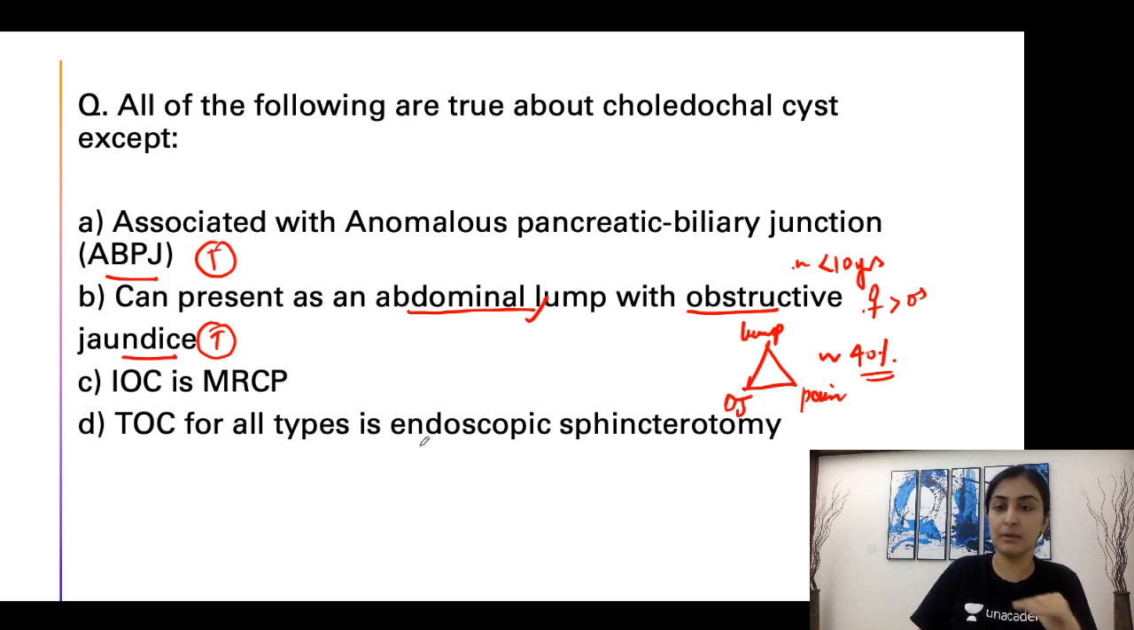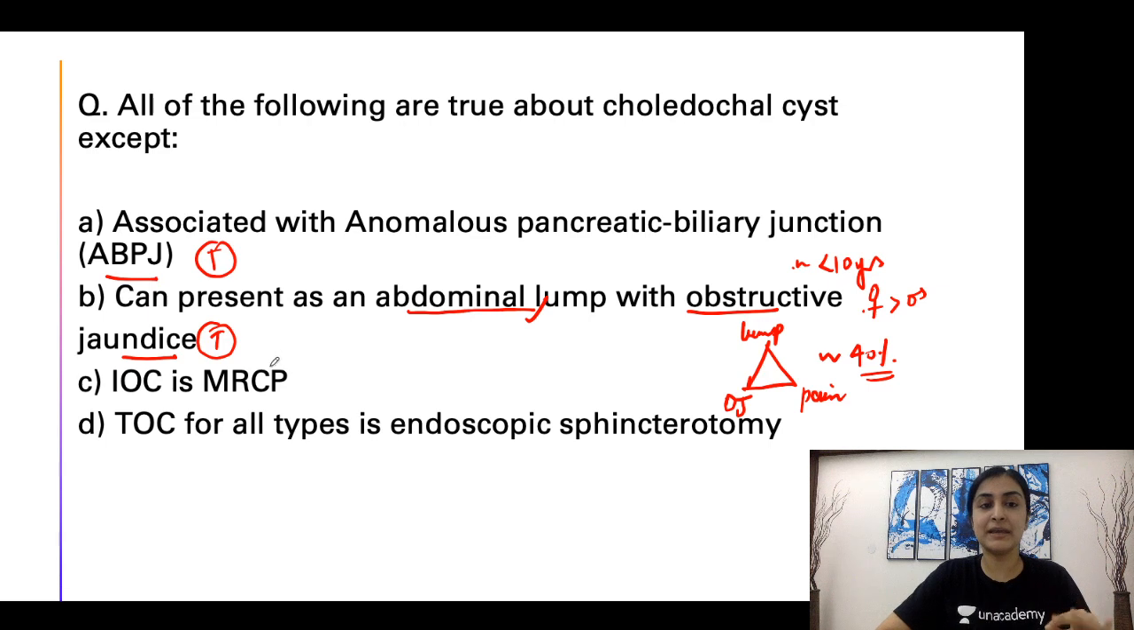Alright, so this is something about the demographic. We have done the clinical feature, we have done the hypothesis. Now we go on to the diagnostic part. So we have two options, correct? Whenever we are dealing with biliary pathologies, I have either MRCP, which is magnetic resonance cholangiopancreatography.